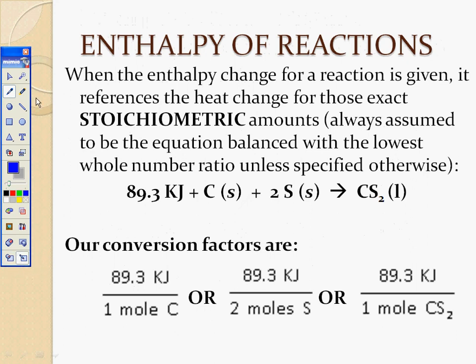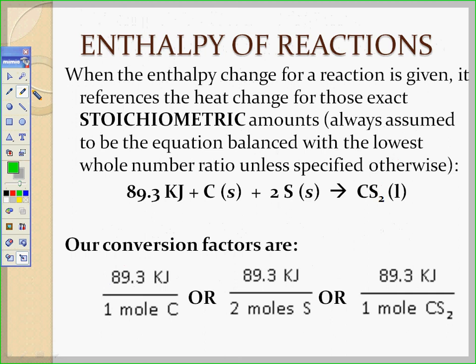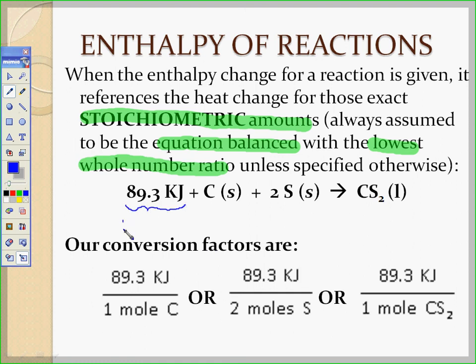So, the take-home lesson from that is when an enthalpy is given, it is for that stoichiometric amount as the equation is balanced. And that's assumed to be with the lowest whole number ratio, unless it is very clear in the context of the question. So for this reaction, we have 89.3 kilojoules given. It's written as a reactant. That means that much is entering.